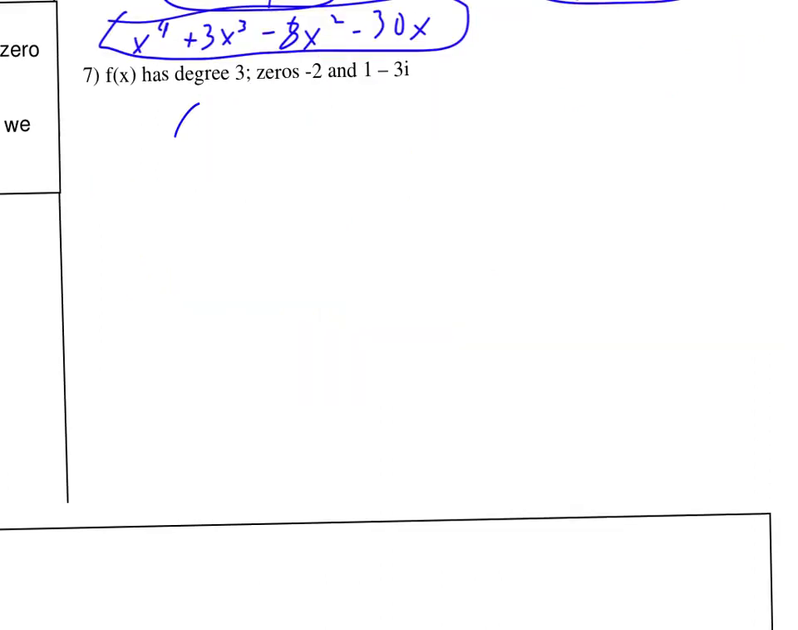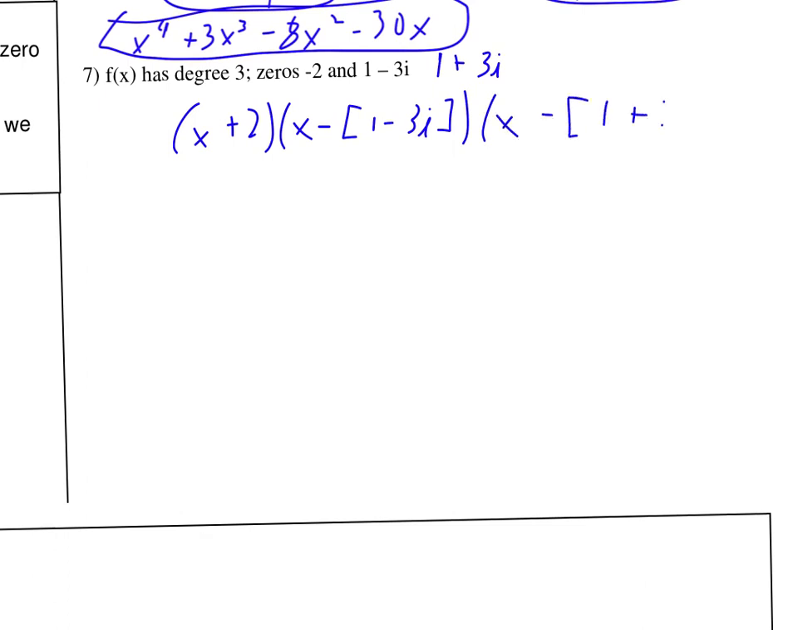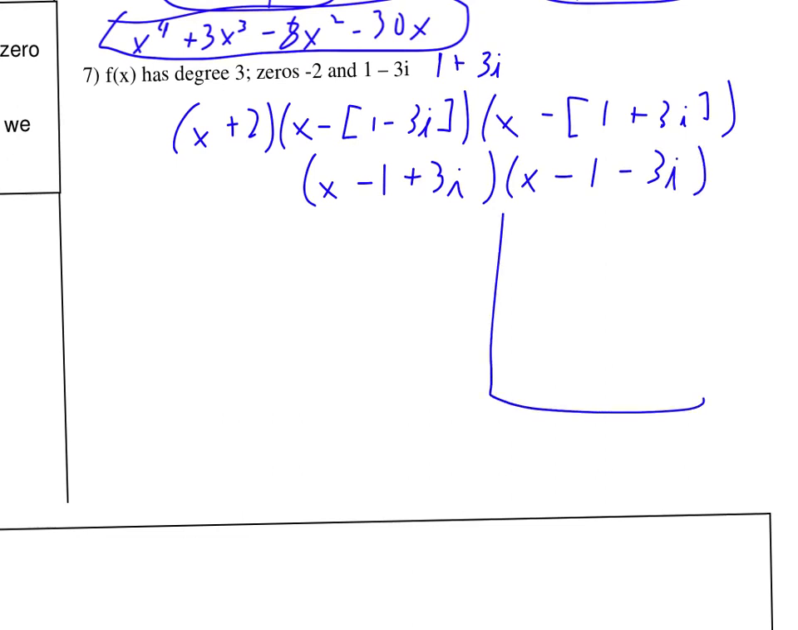All right, same idea here. So we've got x plus 2 here. We're going to do x minus bracket 1 minus 3i. And then we know that the conjugate here, 1 plus 3i, is also a 0. So we're going to do x minus bracket 1 plus 3i. And so what we're actually going to be multiplying together here is x minus 1 plus 3i and x minus 1 minus 3i. So I'll do my 3x2 box here to multiply that out.